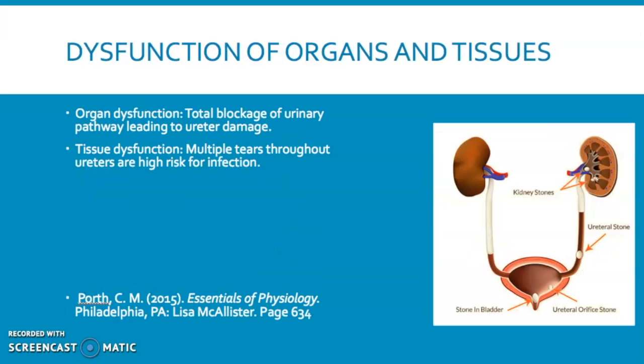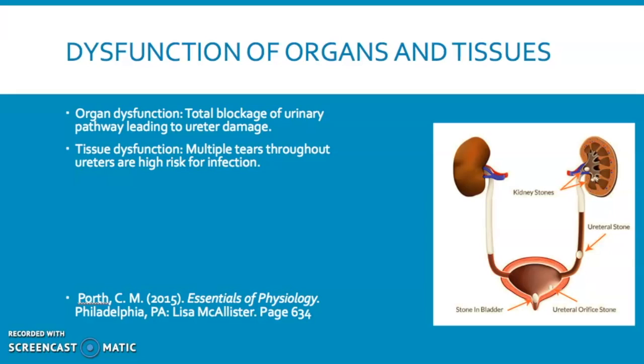As for dysfunction of the organs and the tissues, the blockage of the organ can lead to cell death because there's no proper blood flow going to that area. And then tissue dysfunction, you're going to have these micro tears due to the stone that is sitting in there. It's not going to be a perfect circle where it slides smoothly out.